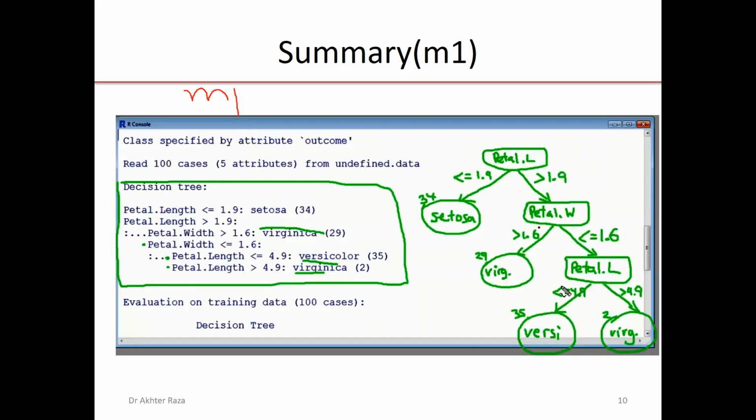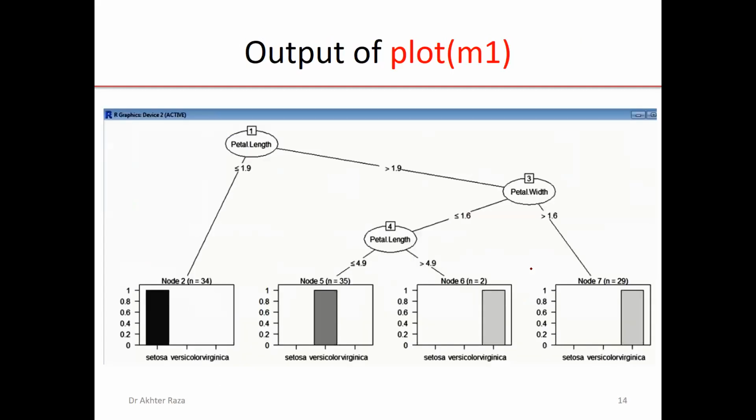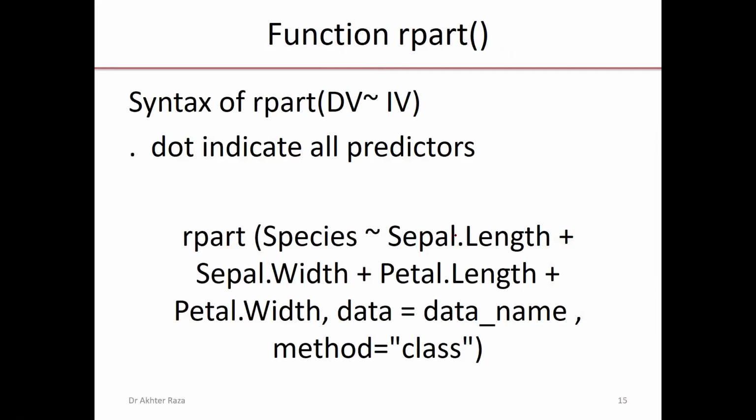This is the picture constructed by the rules, but that is the picture printed by the output of this command, plot M1. So plot M1 will plot the model, and this model contains the tree. You have the conditions here, all the same conditions as I showed previously with the green marker.